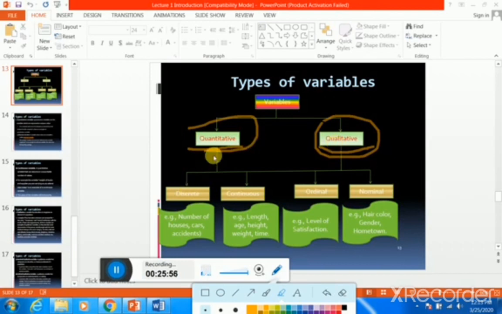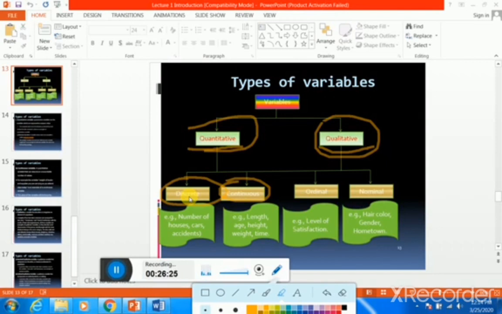After that, look here: the quantitative variable is divided into two subcategories. One is discrete variables, the other is continuous variables. A discrete quantitative variable is one where the variable takes a complete digit, a full digit, without any decimal.